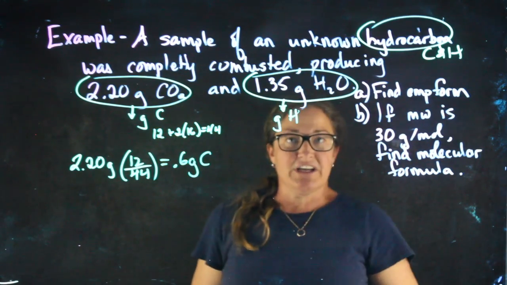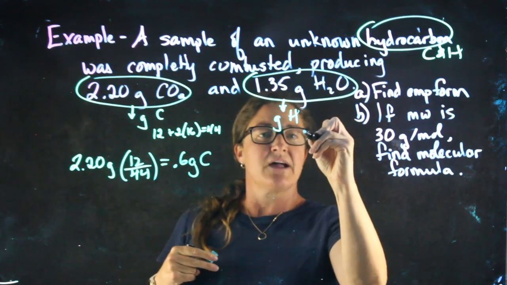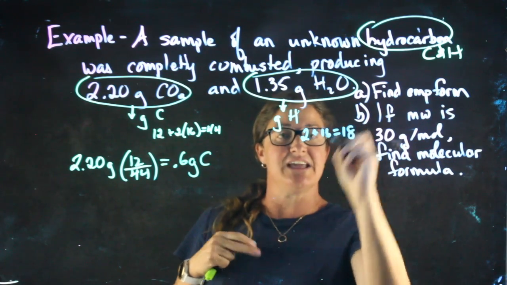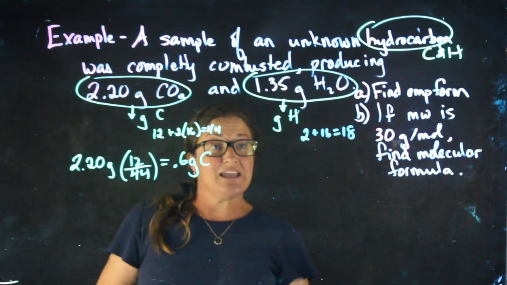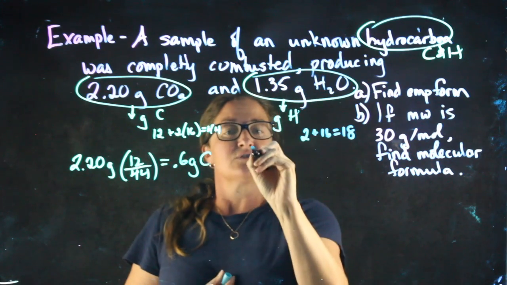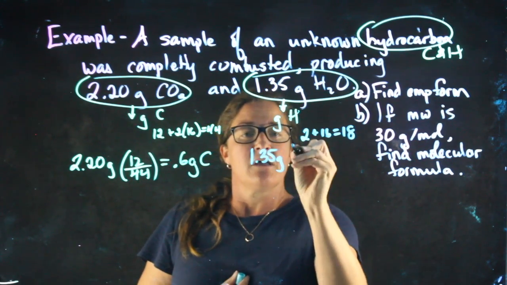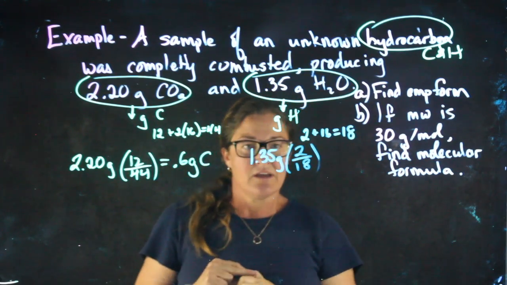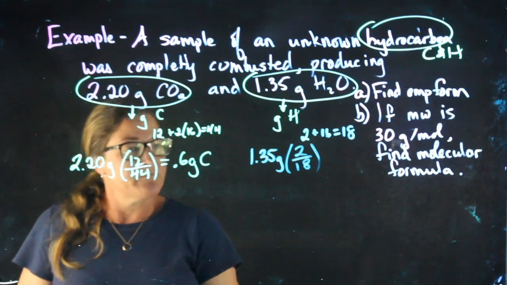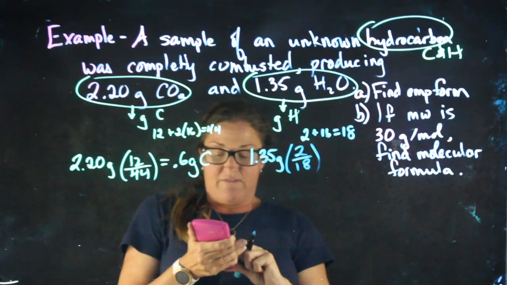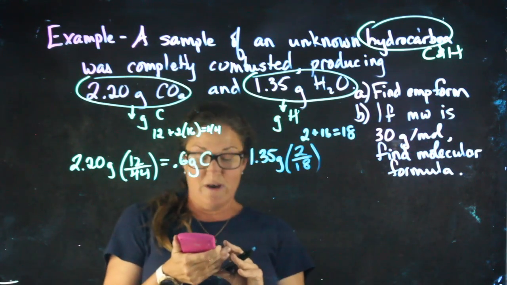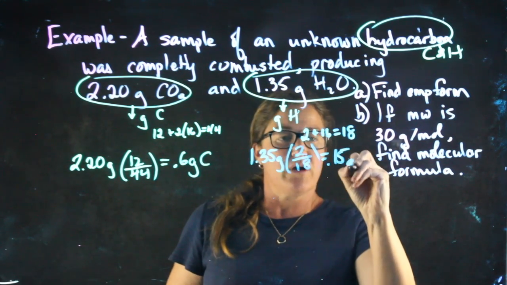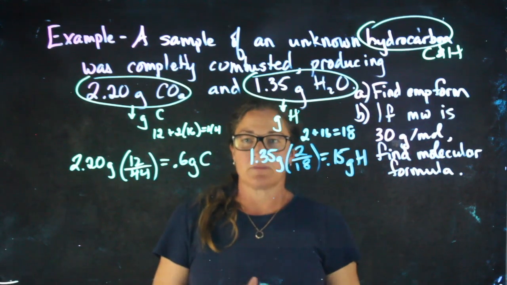For the grams of hydrogen, water has a molecular weight of 2 hydrogens plus 1 oxygen, a total of 18. Of that, 2/18 is hydrogen. So I'll take the grams of water and multiply by the fraction that is hydrogen to get the grams of H. So 1.35 times 2/18, or 1/9, gives me 0.15 grams of H.